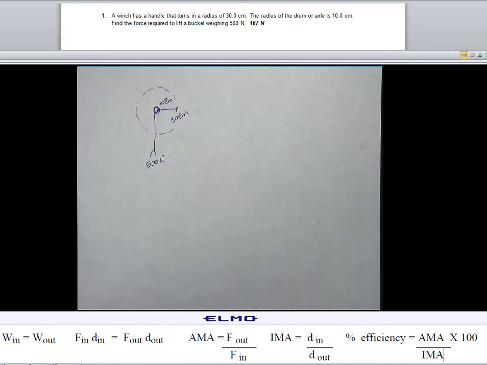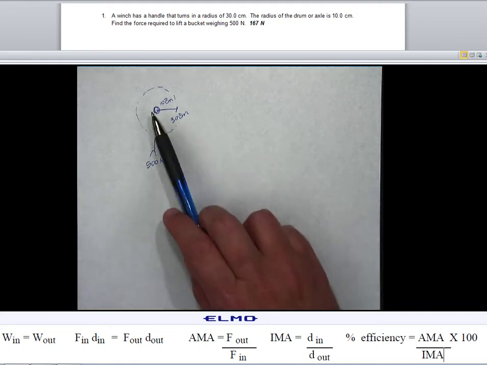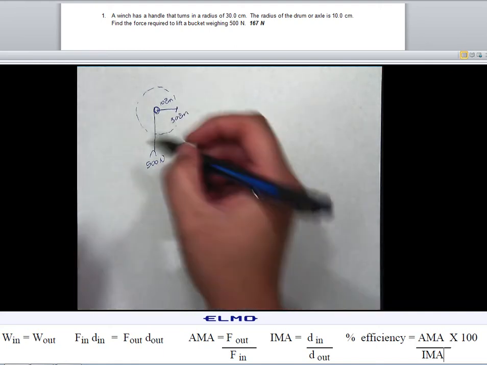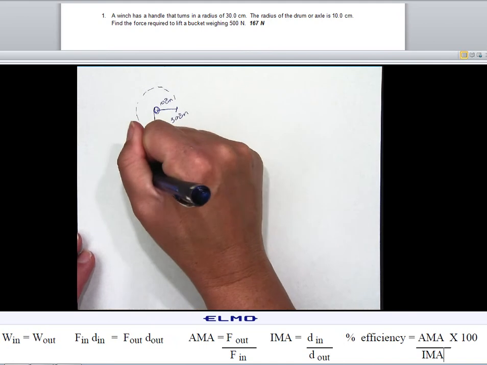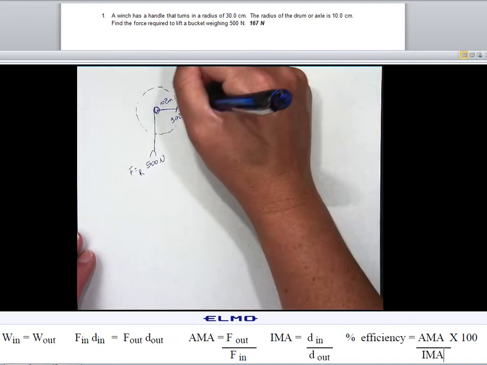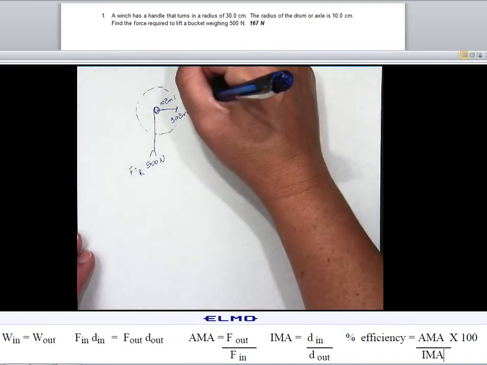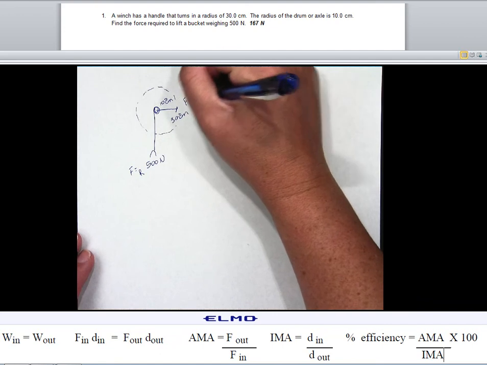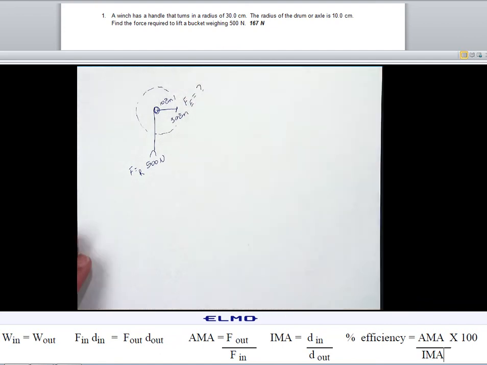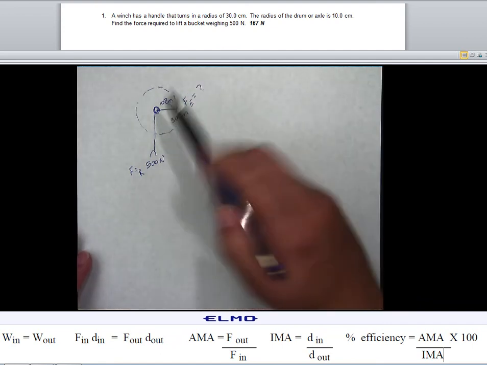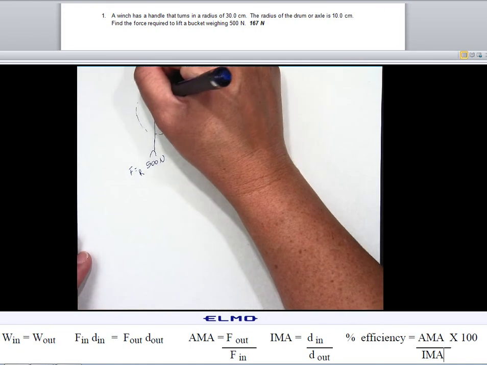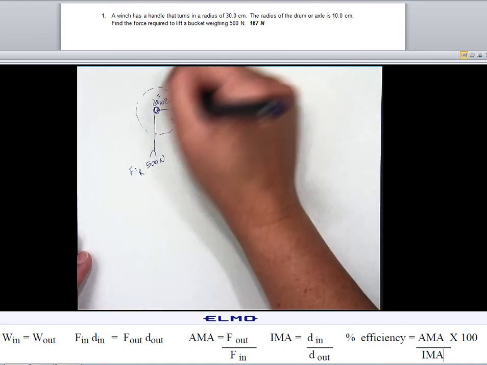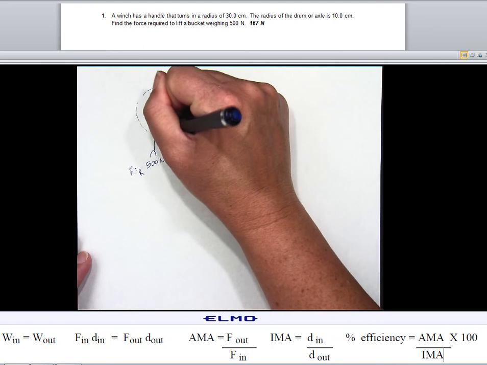So we know that the wheel is going to be driving the axle. All right, so the 500 newtons is going to be our force resistance. So the force required to lift the bucket is our force effort, which is what we don't know. So here on the 10 centimeters, that means that that is our distance of our resistance. And this 30.0 centimeters is our distance of our effort.